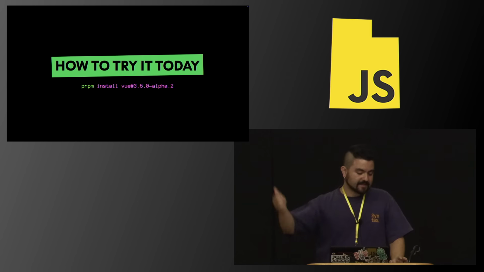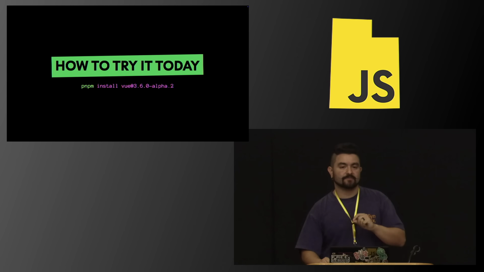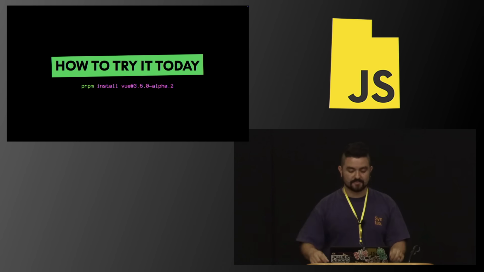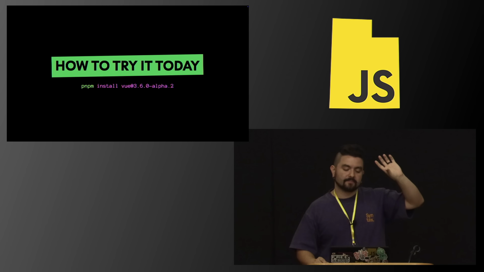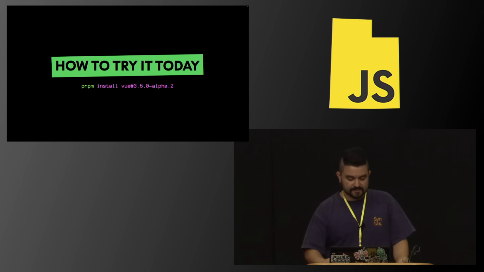If you want to try it today, just do an npm install of vue@3.6.0-alpha.2. You can check out npm to see if there's any alphas released since now, because right now alpha 2 is the latest one. But literally just install it, and then you'll get access to importing createVaporApp, and also get access to adding that vapor attribute to your Vue components.